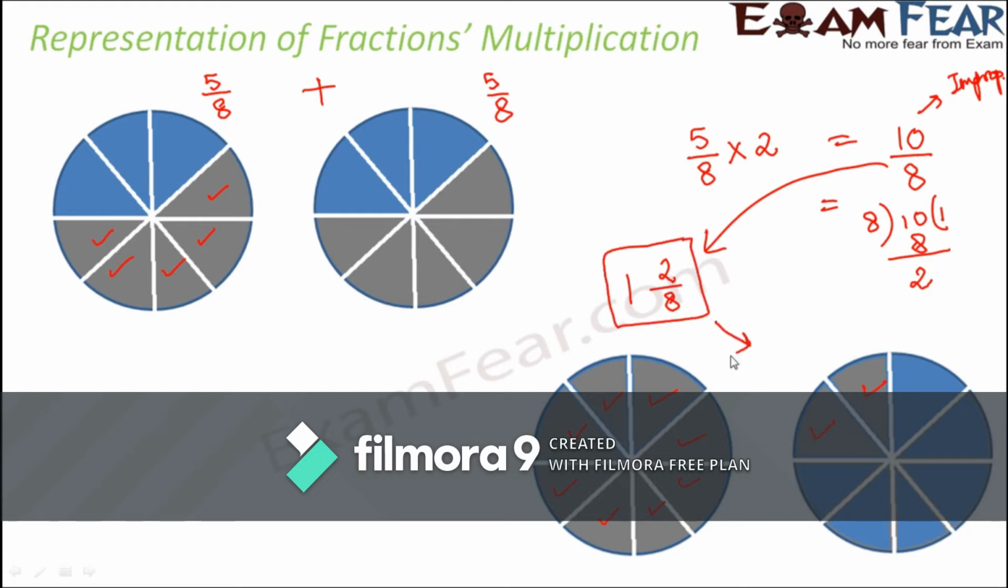And don't you think that is exactly what is represented by these two? 1 means one complete circle is shaded. So this circle is completely shaded, and that is represented by 1. And 2 by 8 means that in the other circle only 2 parts out of 8 parts are shaded. So 1, 2 by 8 is exactly what is being represented by these images. So this is how we can represent factors multiplication using images.